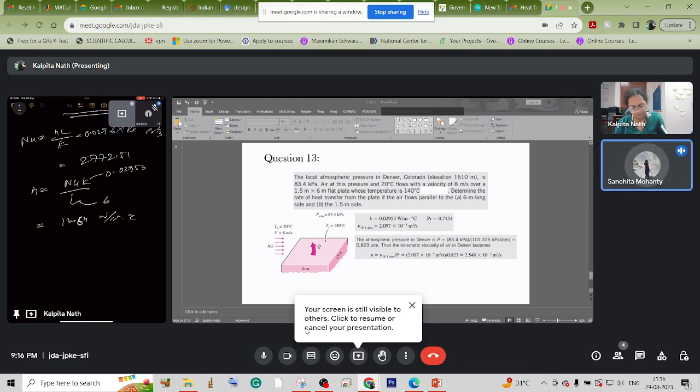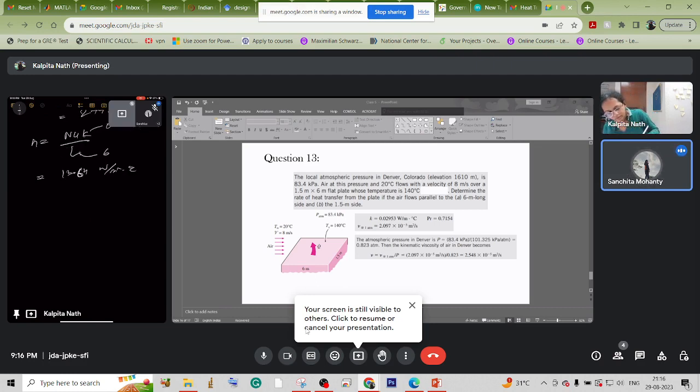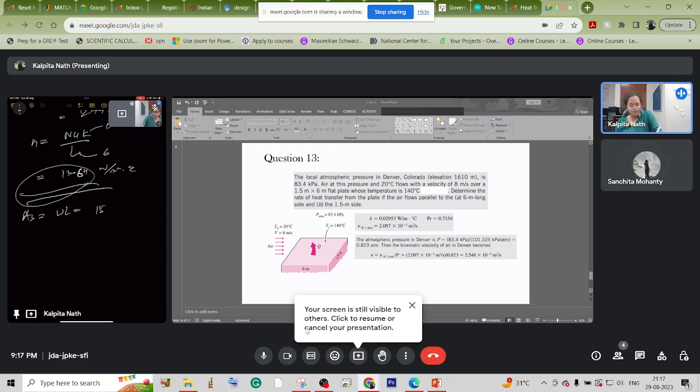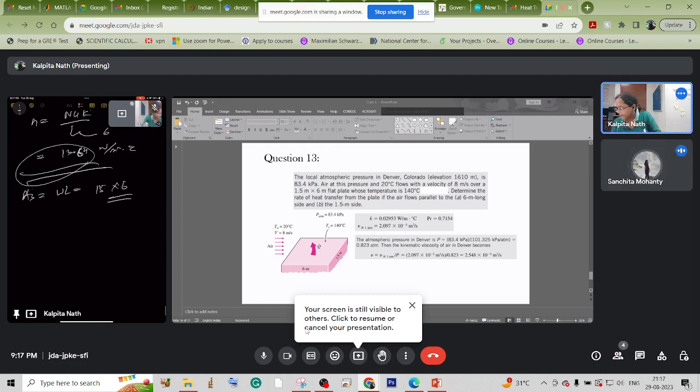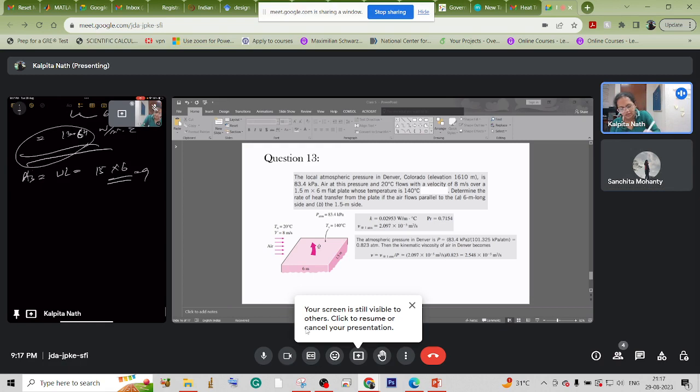And that Reynolds number is something wrong, so I will modify it. But the process, I have done the same process. Okay, then fine. So you rectify this later. And surface area will be WL. This is 1.5, obviously, this is 1.5 into 6. So this will be 9 meters square.